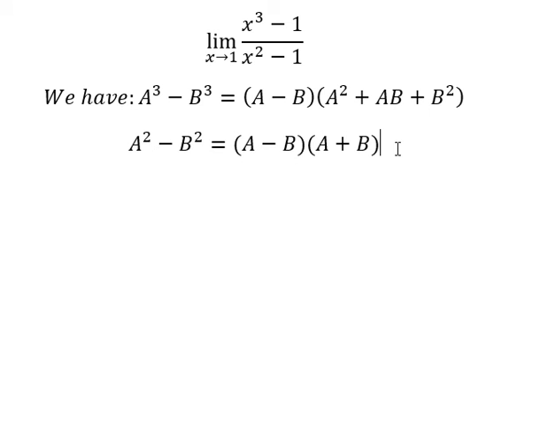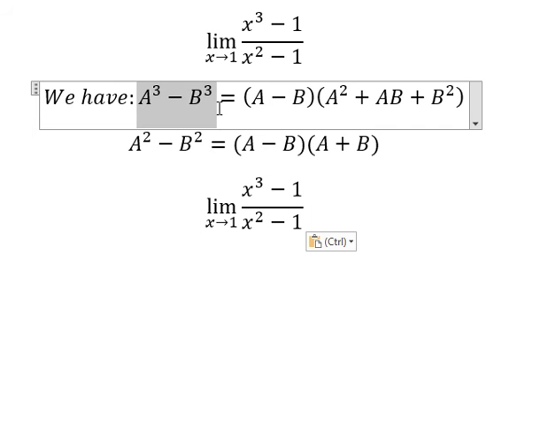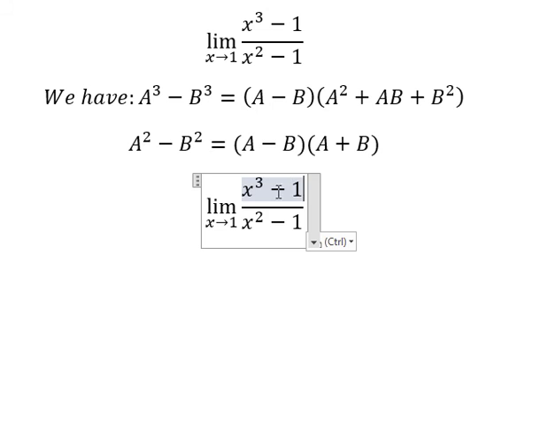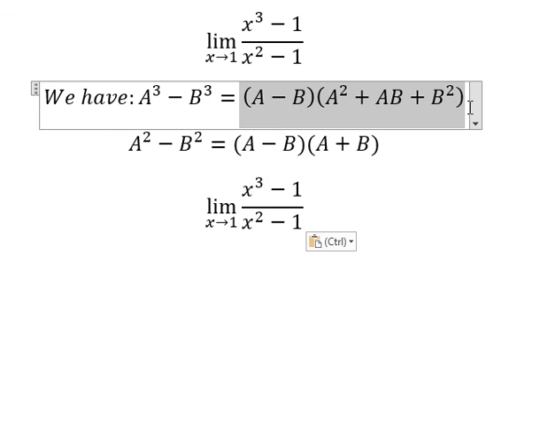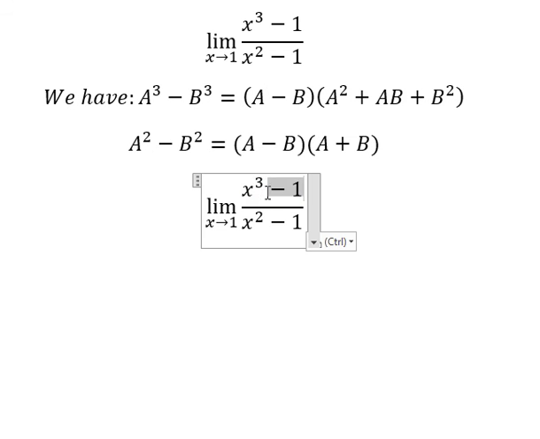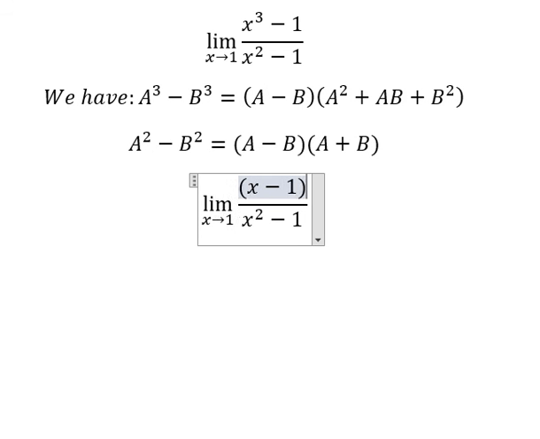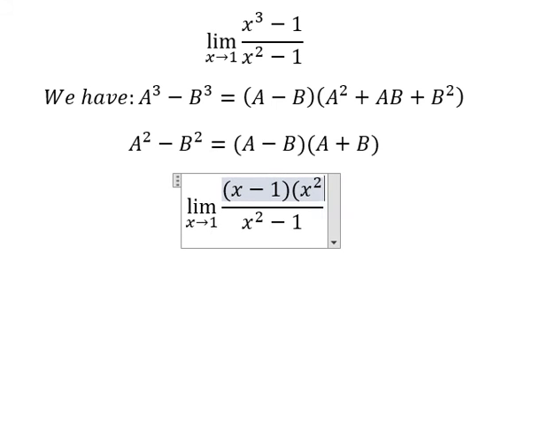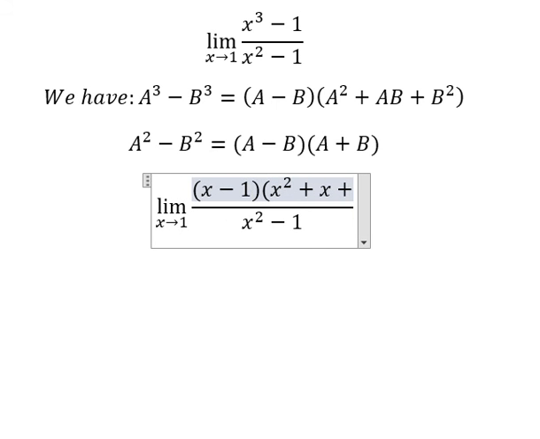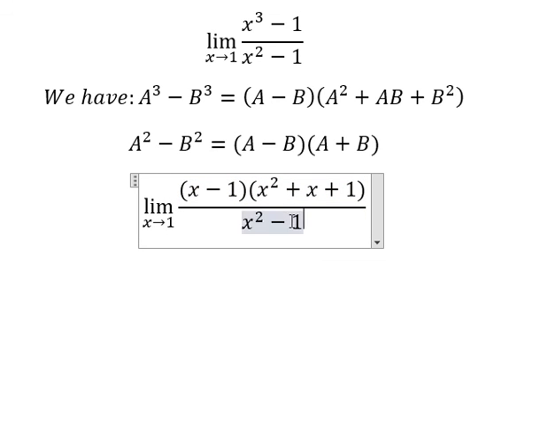So this one, that is about this one. So we need to transform this one into this one. So we got s minus 1 multiplied by s squared plus s plus 1. Similar for this one.